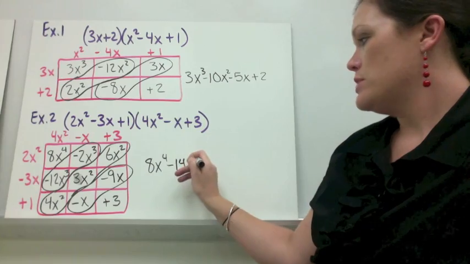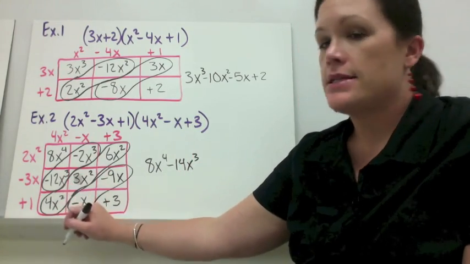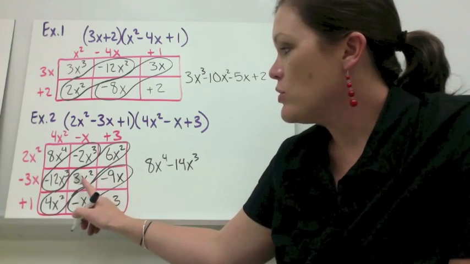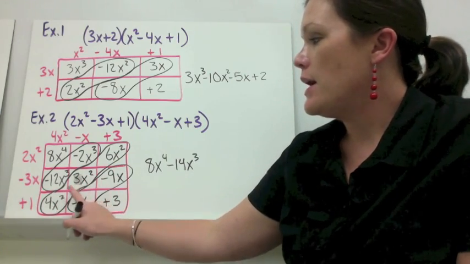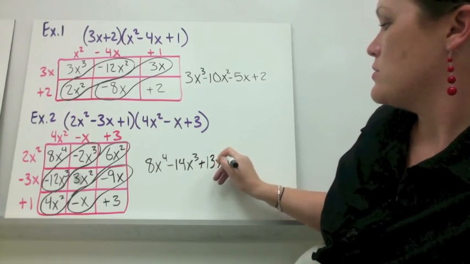So I get negative 14x cubed. At this stage, do not change the exponents. They just add together because they have the same ones. I have 6x squared, 3x squared, and 4x squared. So 6 plus 3 would be 9. 9 plus 4 would be 13x squared.